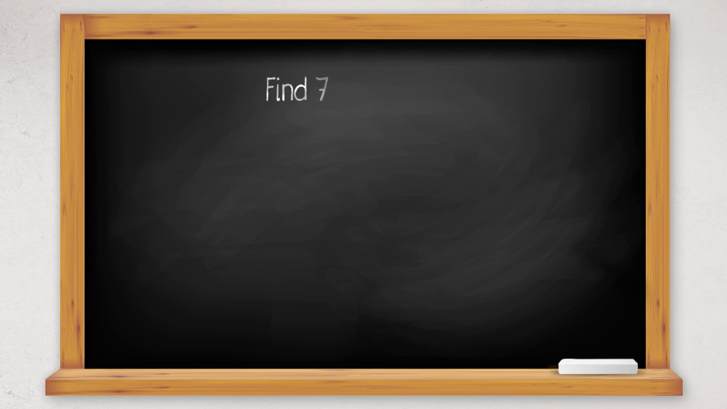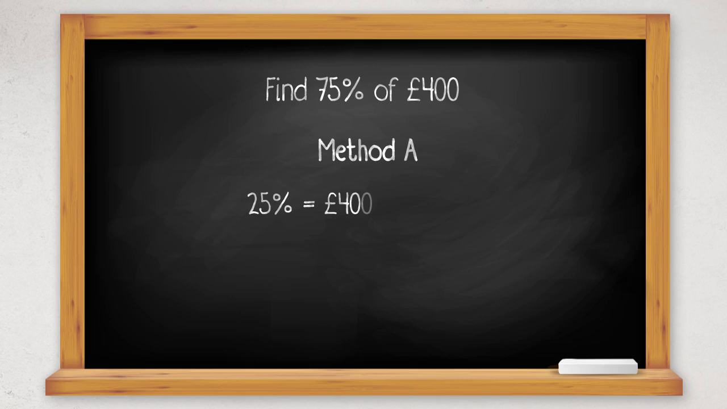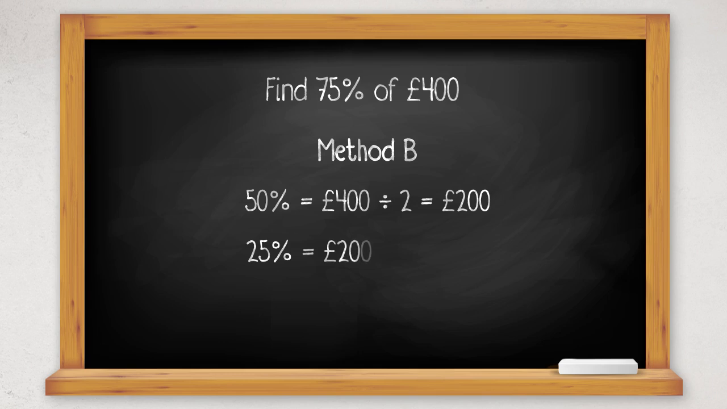If we use method A to find 75% of £400, we will find 25% of £400, which is 400 divided by 4, which equals £100. Then multiply £100 by 3 to give £300. If we use method B to find 75% of £400, we find 50% of £400, which is £400 divided by 2, which equals £200. Then find 25% by dividing £200 by 2, which equals £100, then add together 200 and 100 to give £300.